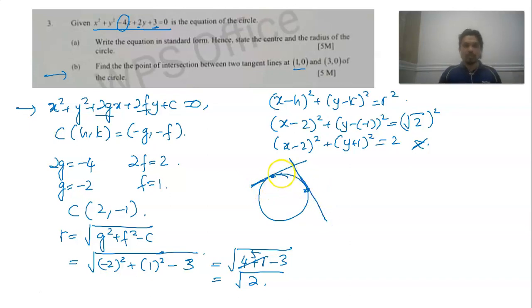So between these two tangent lines, this is the coordinate of (1, 0) and (3, 0). Just imagine that this is my sketch. So then the center of this circle here just now is (2, -1). Okay, we are going to find the gradient of the normals here and here, and find the gradient of normal first.